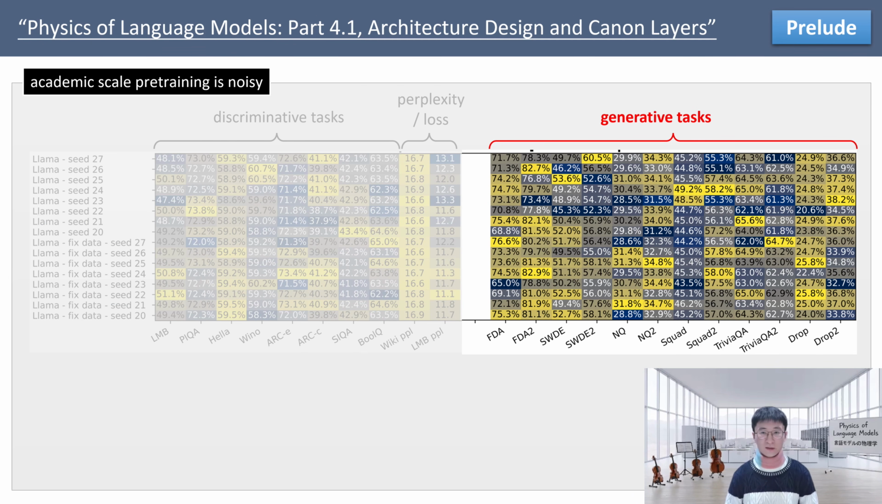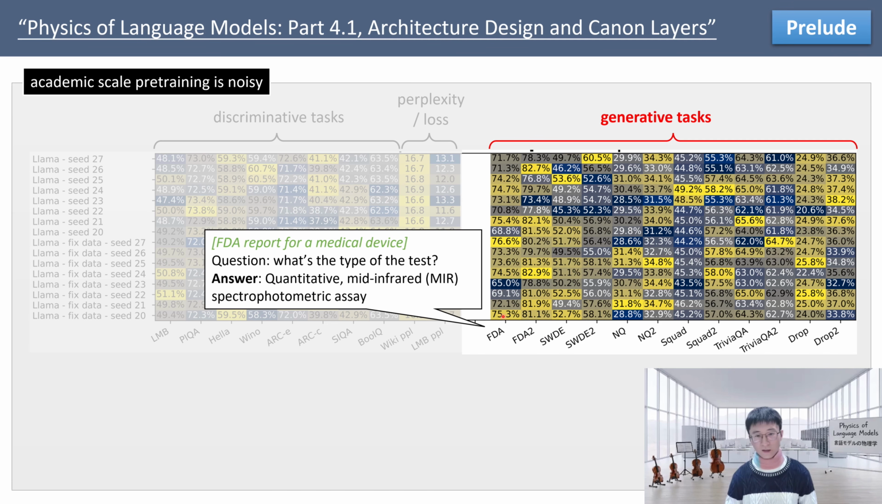The third set of things, which people use a lot, is the set of generative tasks. For instance, in this FDA dataset, people give the model context about, for instance, some FDA report for a medical device, and they ask what the type of the task is, and the model has to actually answer correctly, word by word, what the type of the task is.